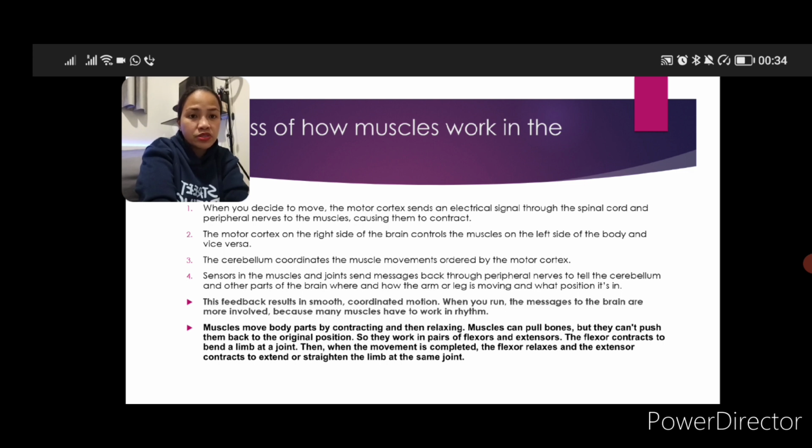Muscles move body parts by contracting and then relaxing. Muscles can pull bones, but they can't push them back to the original position, so they work in pairs of flexors and extensors. The flexor contracts to bend a limb at a joint. Then when the movement is completed, the flexor relaxes and the extensor contracts to extend or straighten the limb at the same joint.